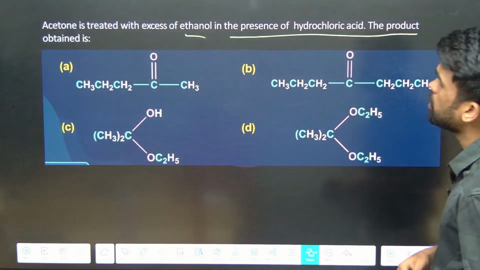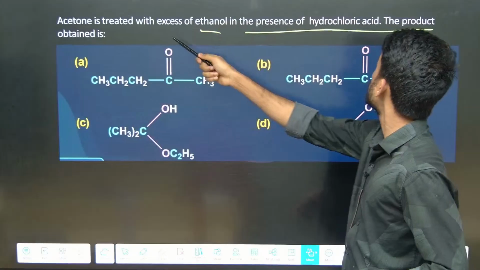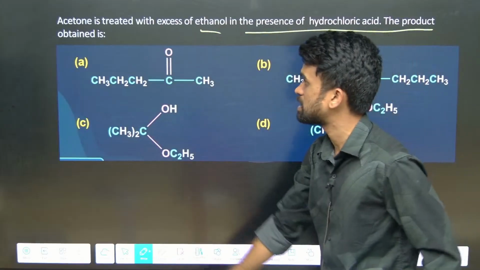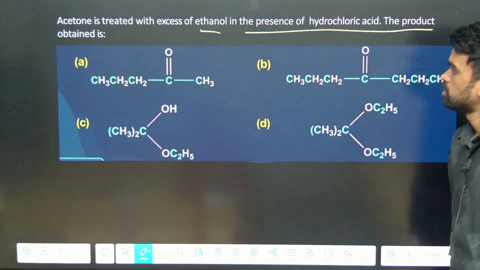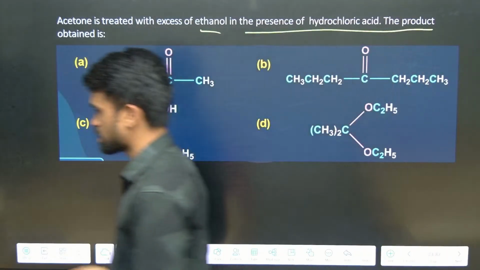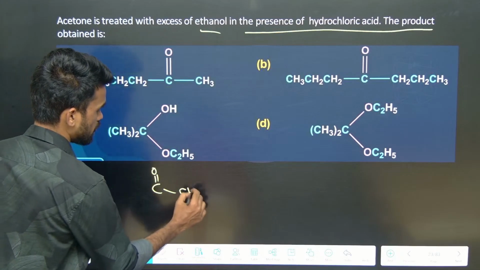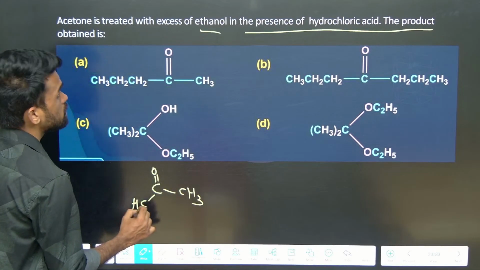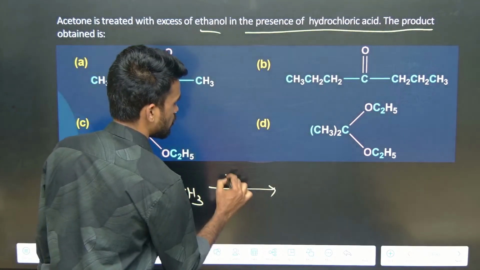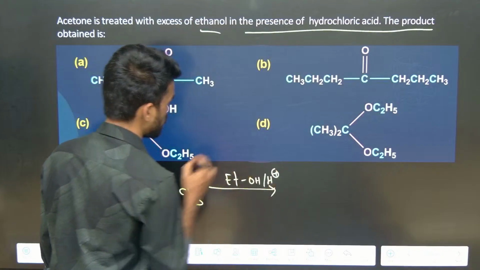Acetone is treated with excess of ethanol in the presence of hydrochloric acid. What is the product obtained? Acetone, what is the structure of acetone? Just now we discussed. CO, CH3, CH3. Acetone is treated with excess of ethanol in acidic medium. What did I tell you?